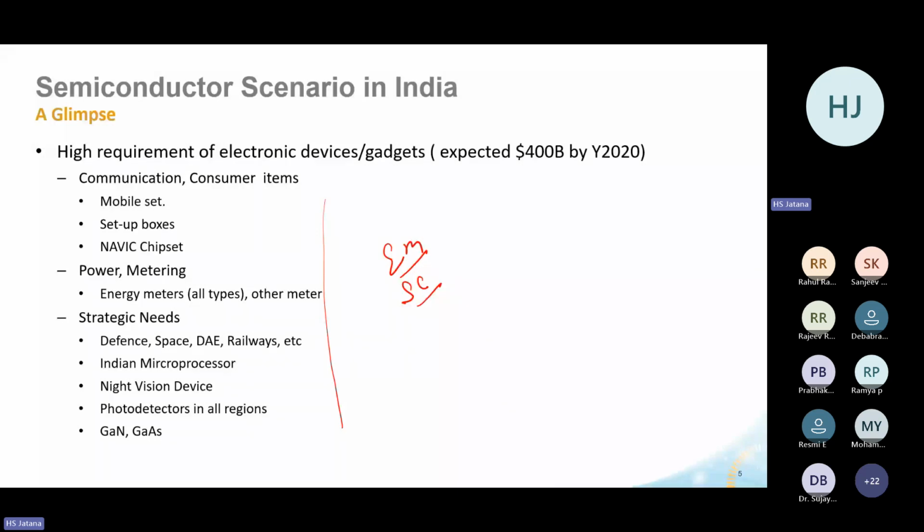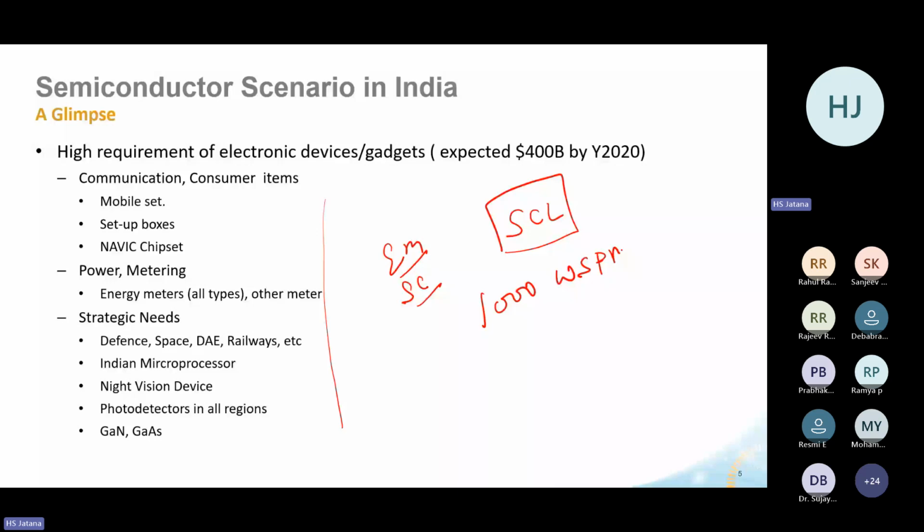And then the atomic energy program, they also need a lot of these kind of devices. And at present, we are not manufacturing any device. All the chips we are getting imported. There is only one fab, you might be aware, which is SCL, which has been working, and it has a very limited capacity, 1,000 wafer starts per month, WSPM.